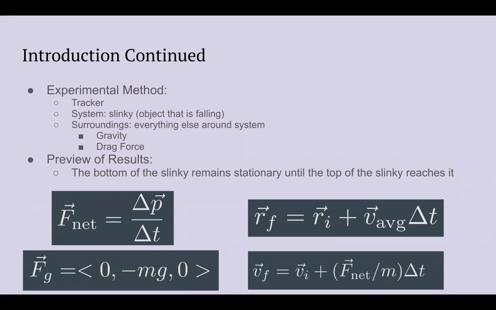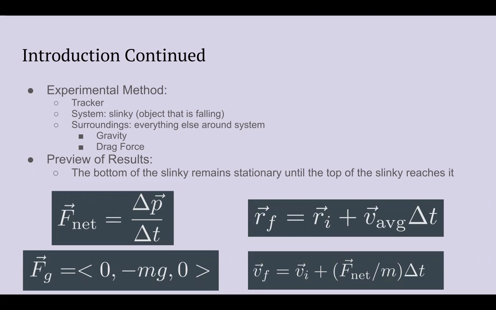The first formula we will use is Newton's second law, which states that net force is equal to the change in momentum over the change in time. From Newton's second law, we derive the position update formula and the velocity update formula. The position update formula states that final position equals initial position plus average velocity times the change in time. The velocity update formula states that final velocity equals initial velocity plus net force divided by mass times the change in time.